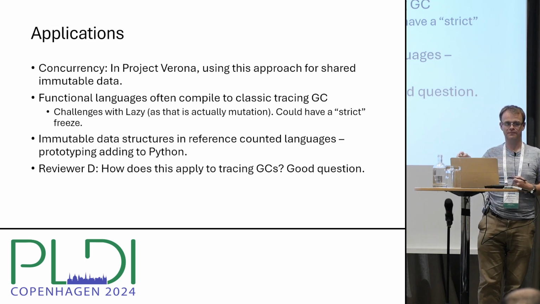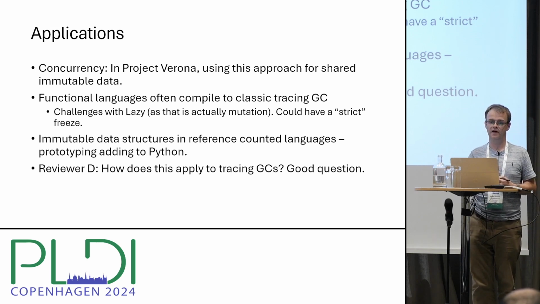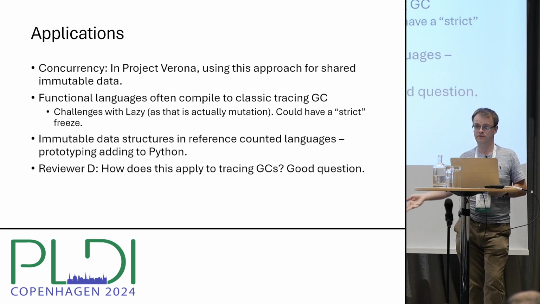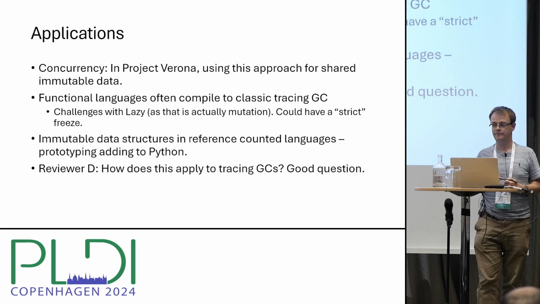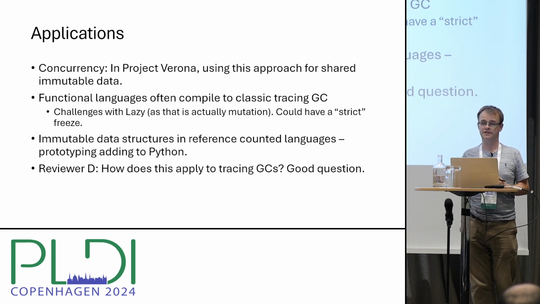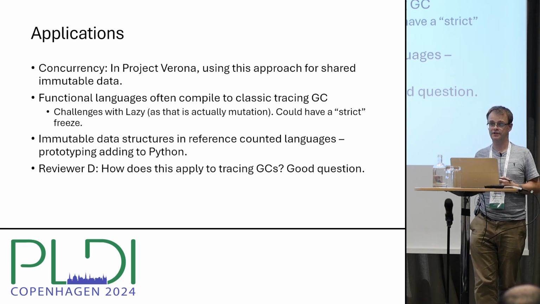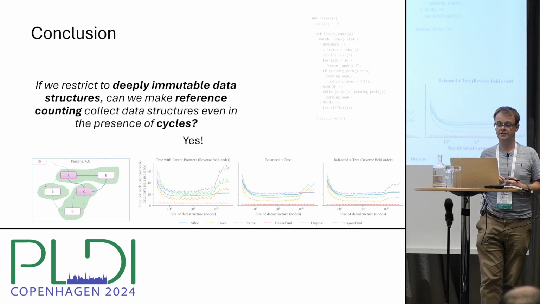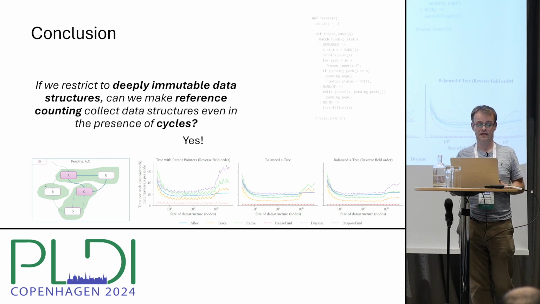We're looking at Python and seeing if we could add something to Python, because there's interesting reference counting going on. So if we added immutable state to Python, could we do this algorithm there? And then reviewer D, it wasn't B this time, asked, could we apply this to tracing GCs? I think that's a really interesting question, which I don't have a good answer to. But to go back to the original question, if we restrict to deeply immutable data structures, can we make reference counting collect those data structures even in the presence of cycles? The answer is yes.